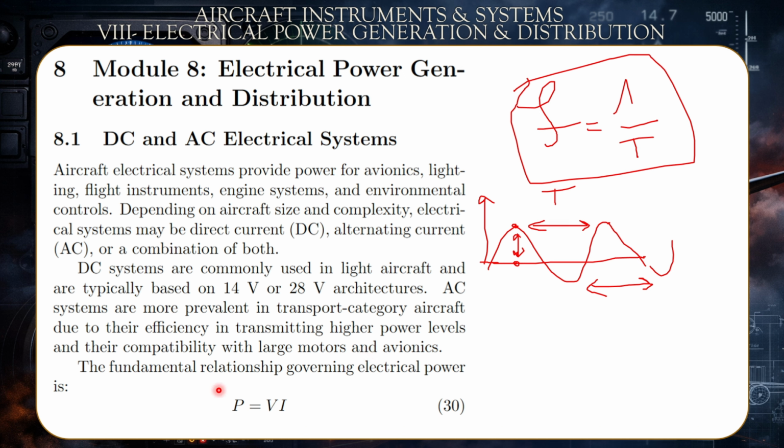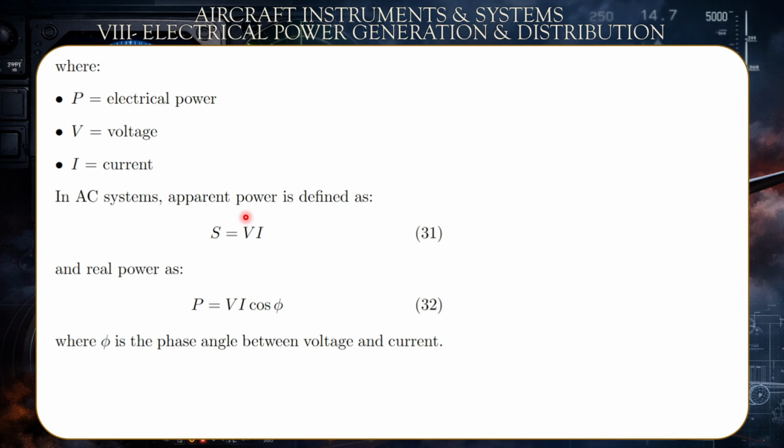The fundamental relationship governing electrical power is P equals VI. V is the voltage and I is the current. Okay, that would be the power being generated by the engine or being fed to the engine. It goes both ways. Now, as a side note, when we spoke about the avionics, these are the systems in the aircraft that are used to control, navigate, communicate, monitor, and manage flight. Think of avionics as the brain and nervous system of the aircraft.